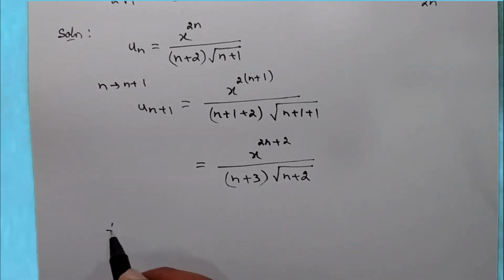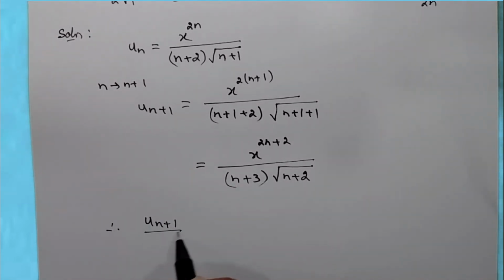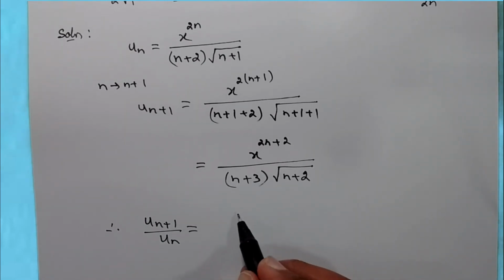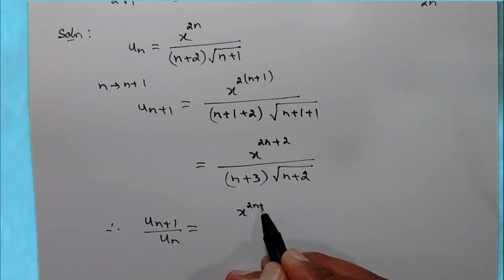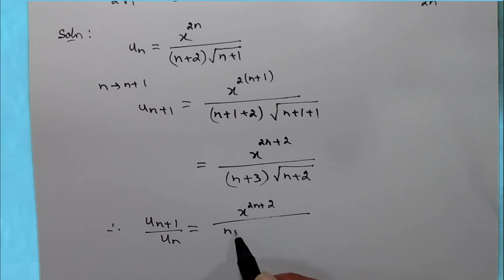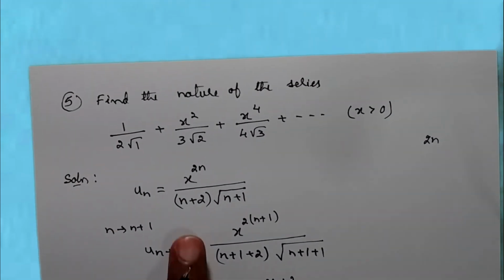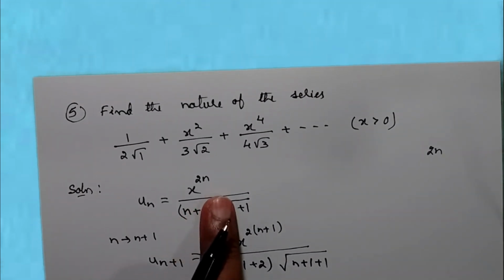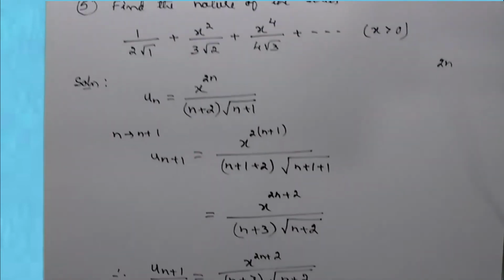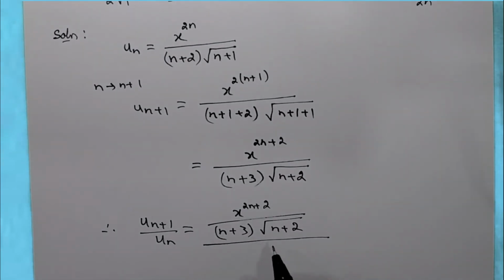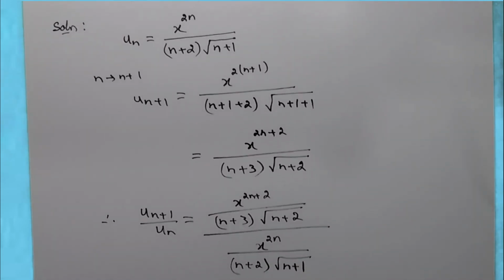Take the ratio. So therefore, if I take the ratio u(n+1) by u(n), so u(n+1) is x power of 2n plus 2 divided by n plus 3 into root of n plus 2, whole divided by your u(n) value, this value, x power of 2n divided by n plus 2 into root of n plus 1.